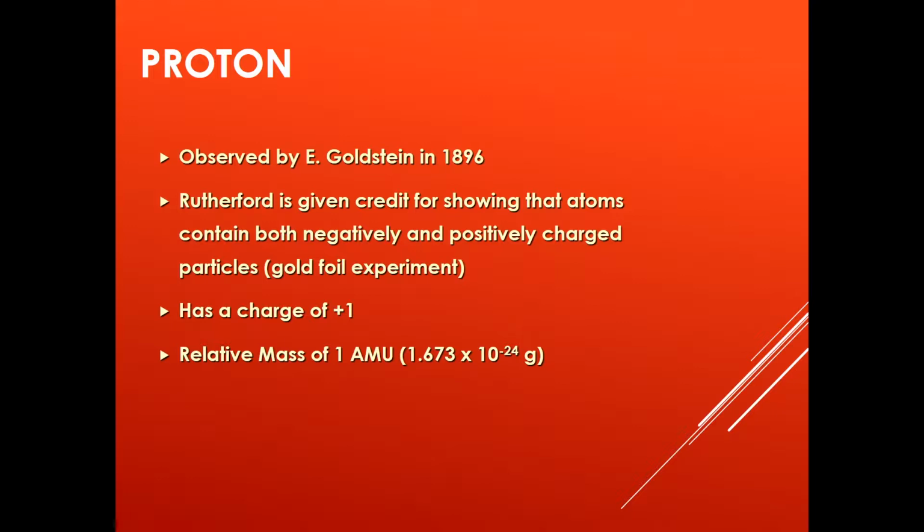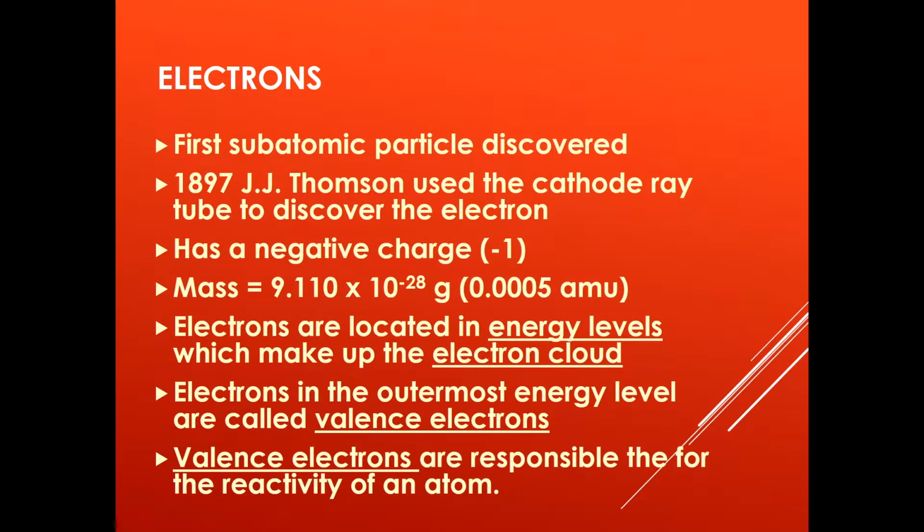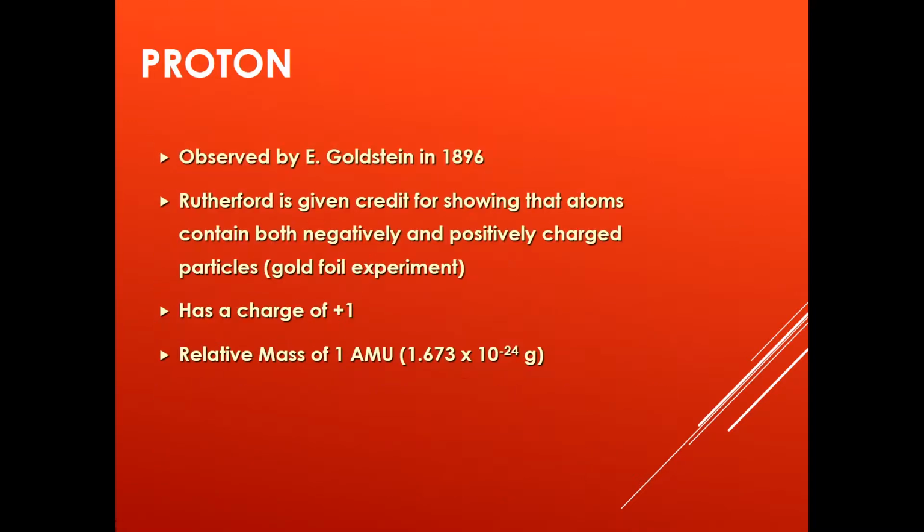Protons have a charge of +1 and a relative mass of 1 AMU. So a proton has one atomic mass unit. The electron is 0.0005. So there's a huge gap between the mass of an electron versus the mass of the proton. If you were to write it in grams, that's 1.673 times 10 to the -24 grams.